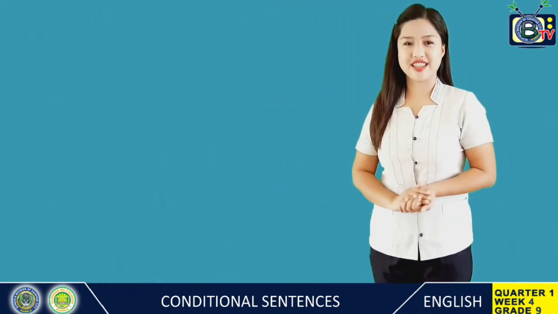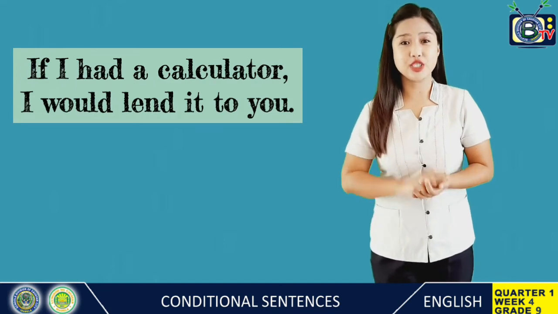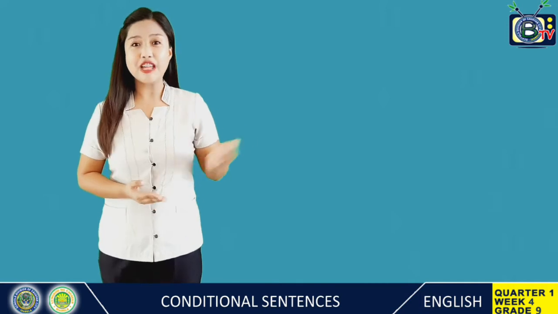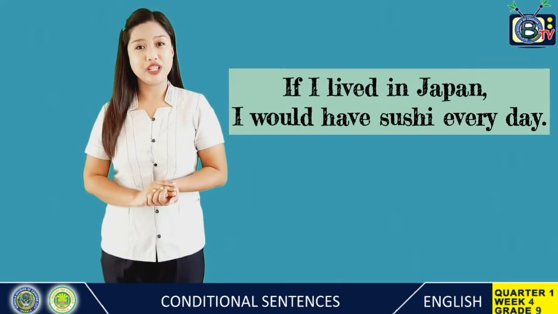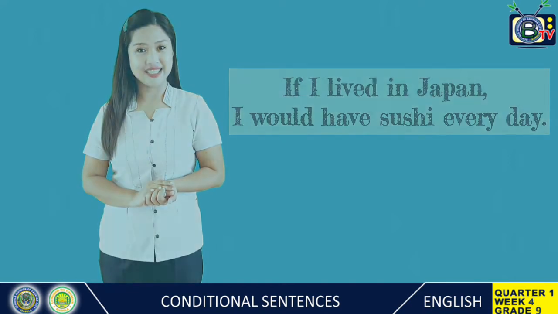Here are other examples. If I had a calculator, I would lend it to you, but I do not have a calculator. Or, if I lived in Japan, I would have sushi every day. However, I do not live in Japan.